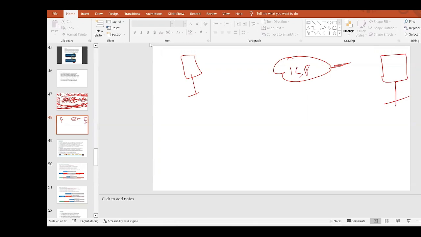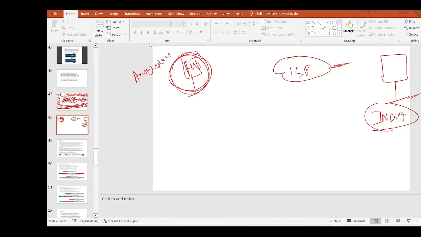Suppose you are working in a company and you are in India. This is you, in India. And suppose this is your firewall, a Palo Alto firewall, which is at the American data center, the American DC.